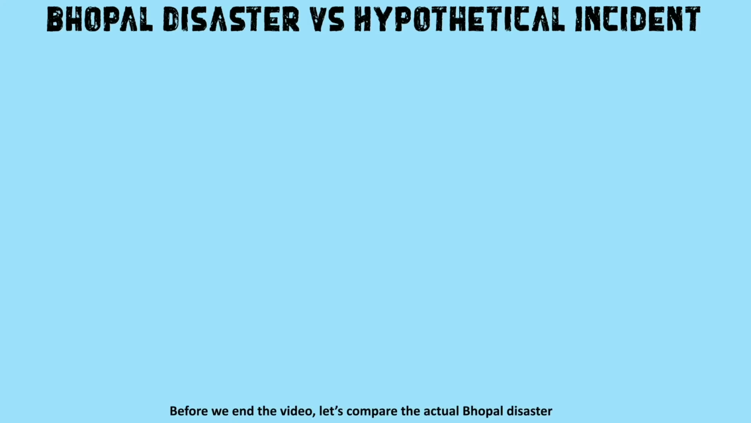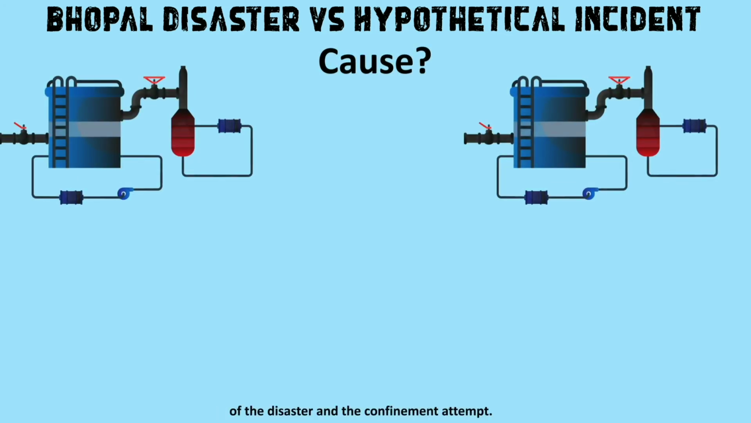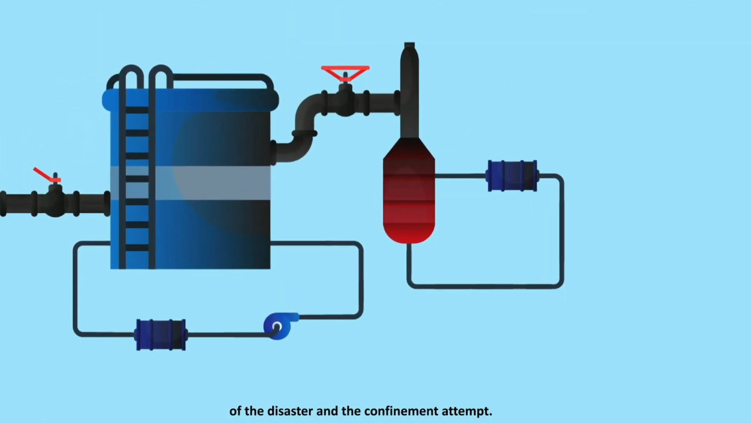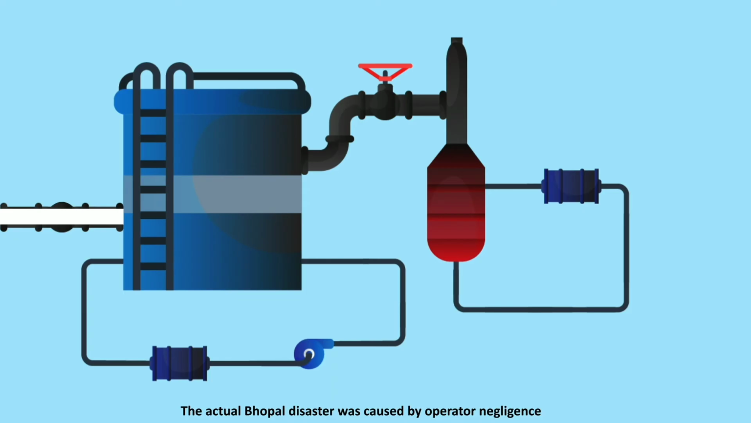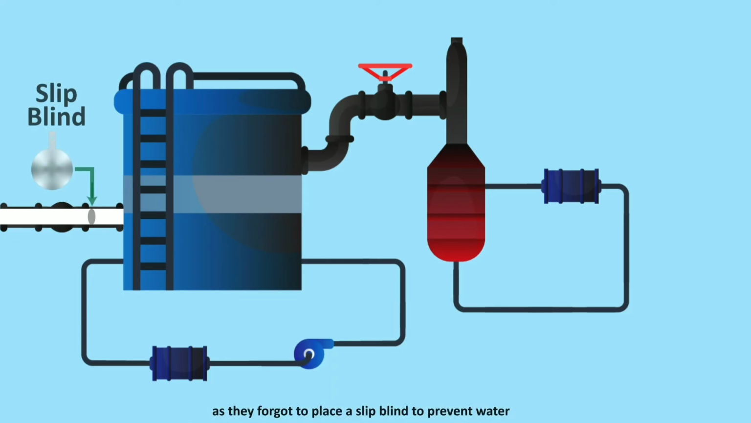time. Before we end the video, let's compare the actual Bhopal disaster and our hypothetical incident in terms of the cause of the disaster and the confinement attempt. The actual Bhopal disaster was caused by operator negligence as they forgot to place a slip blind to prevent water from flowing into the MIC storage tank whilst conducting maintenance on a nearby process equipment.